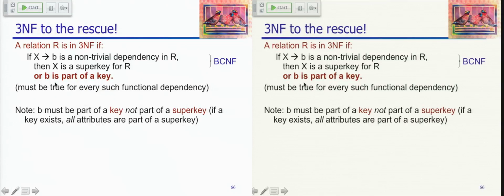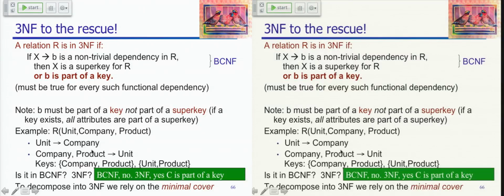Or B is a part of a key. That's the part where we're adding in 3NF. Okay, so B is a part of a key. Note that this key is minimal, because if you're talking about superkey, then any attribute could be a part of a superkey. And also it says a key rather than the primary key. So as long as you can find a minimal key where B is part of that, then that could be excluded. Let's see an example.